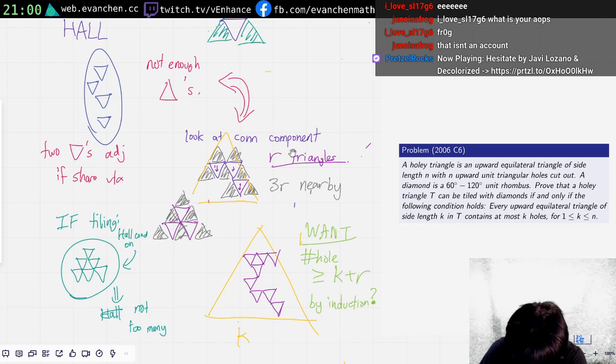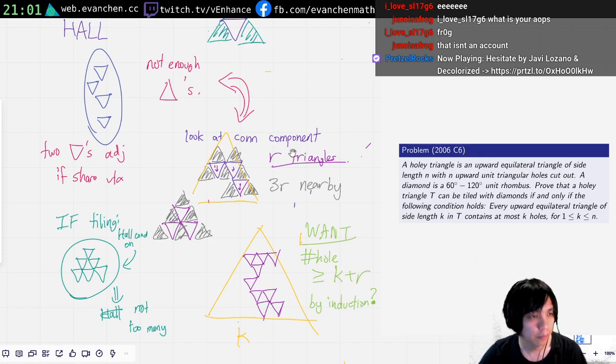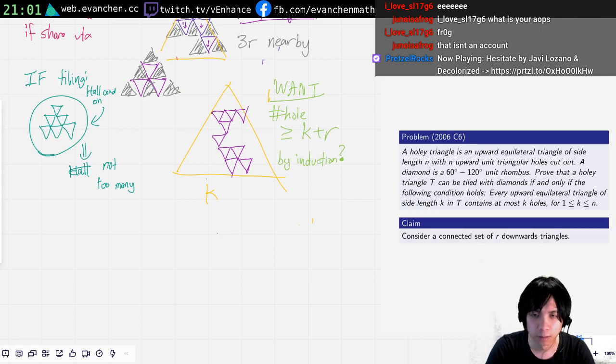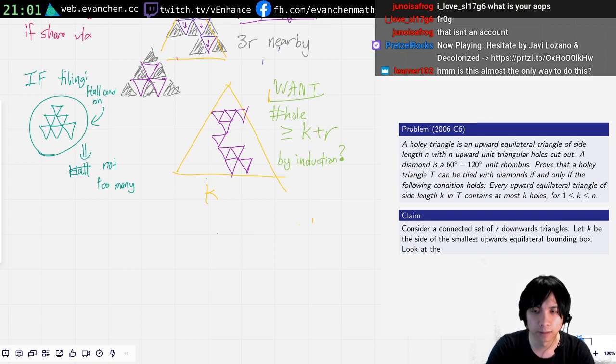I think this should work. What you can do is take the uppermost triangle. So here's the claim. I'll actually type in the claim. Consider a connected set of r downwards triangles. Let k be the side of the smallest upwards equilateral bounding box, the things in orange. It's the smallest equilateral triangle that encloses it. Also, let S be the set of upwards triangles adjacent to at least one downwards triangle.